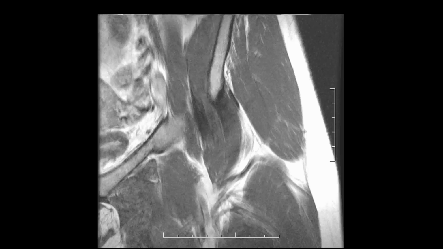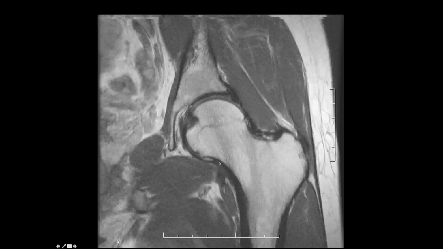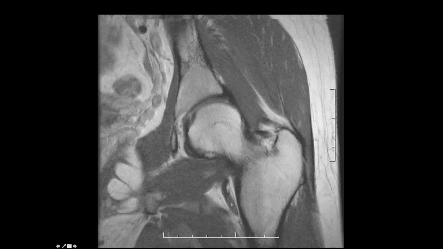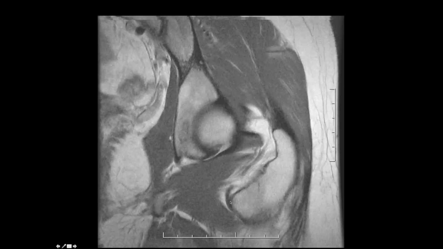These are coronal proton density images showing the iliopsoas complex. This is the iliacus, this is the psoas. You're past the level of the inguinal ligament and it becomes the iliopsoas. You can see both tendon and muscle fibers cross the level of the inguinal ligament and then travel inferiorly to insert both the tendon and the muscle into the lesser trochanter.